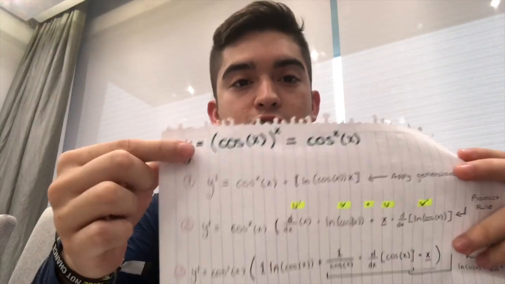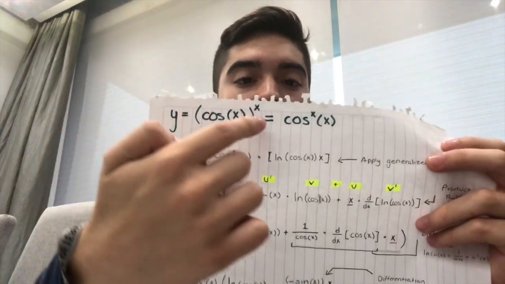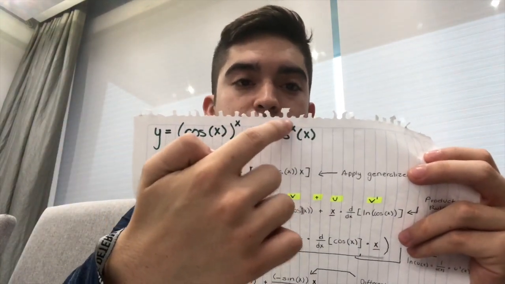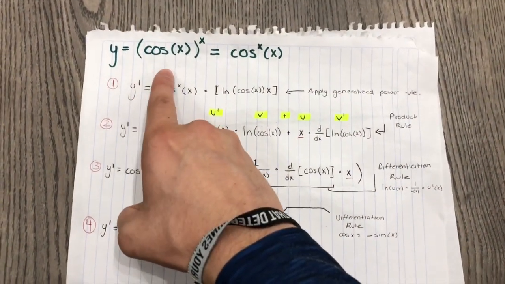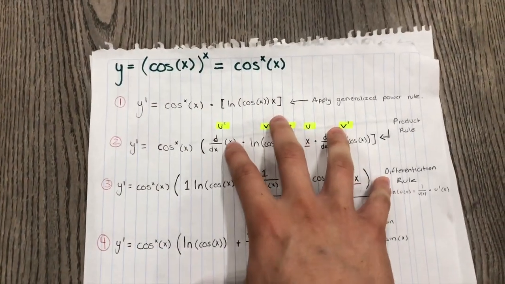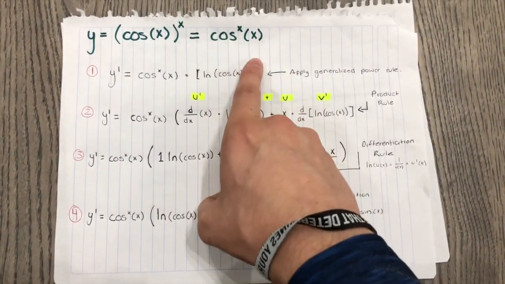My name is Gustavo, and I'm going to be explaining this function, y equals cos x to the x, which also equals cos to the x times x. Well, y equals cos x to the x. This, as I already said, can be represented as cos to the x times x.